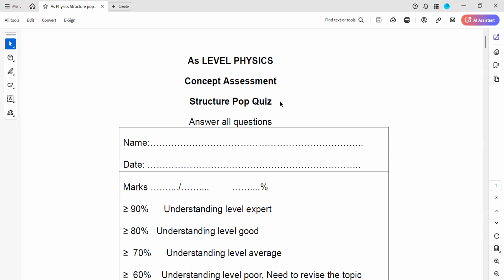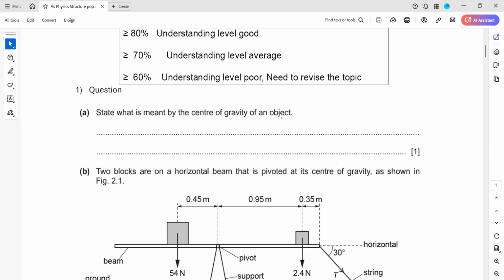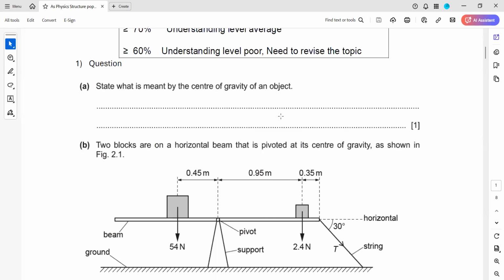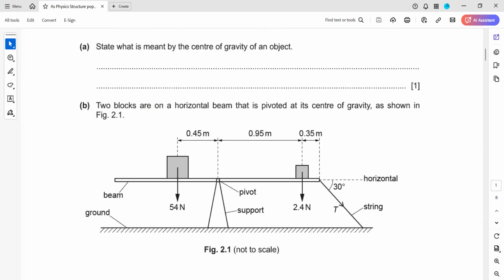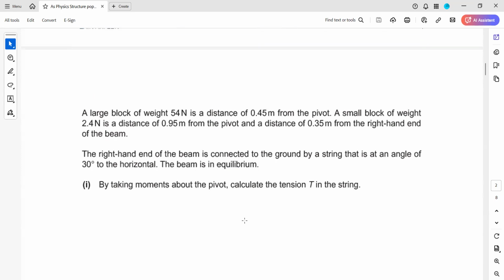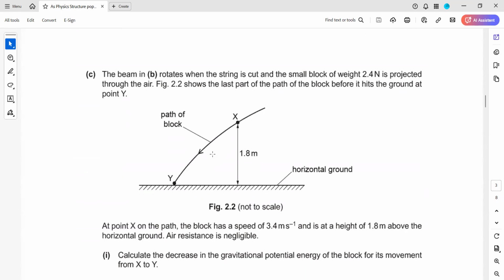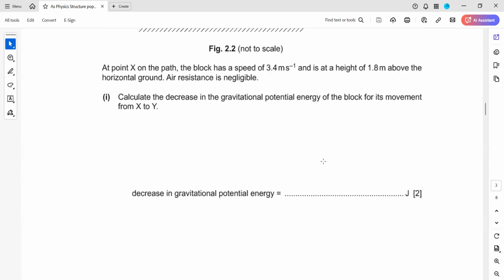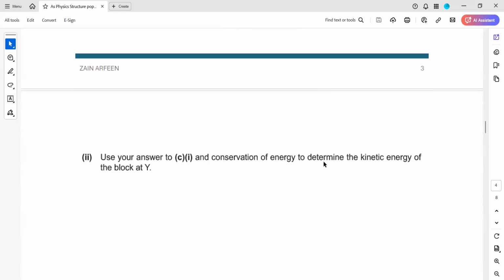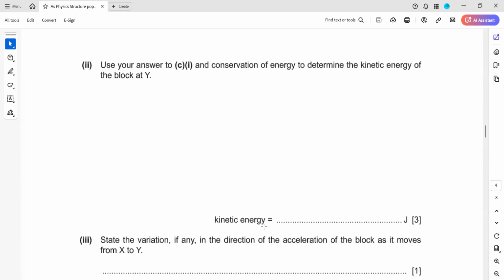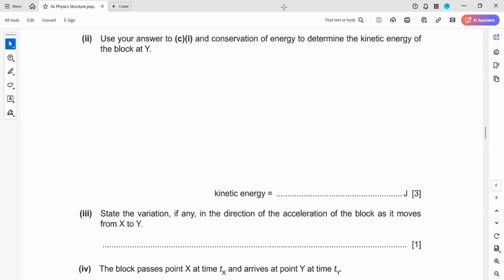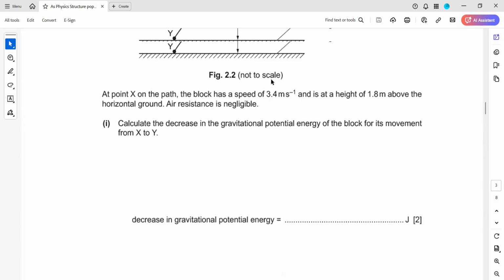So this was weekly structure pop quiz 16. If you have any doubt or a question, in question one, any part, 1A, 1B, B1, 2, any doubt? Part C, C1, C2, any doubt? C2, 3, and 4, okay. So I will discuss part C.